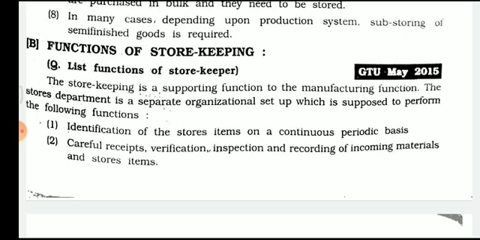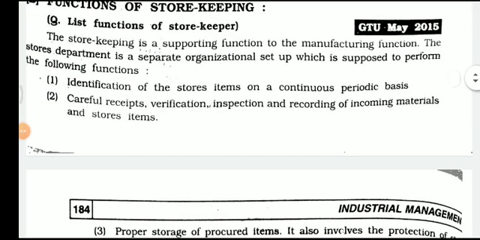First, identification of stores items on a continuous periodic basis. Second, careful receipts, verifications, inspections and recording of incoming material and store items. So the various important functions to perform are, first, identification of the stores items on a continuous periodic basis.